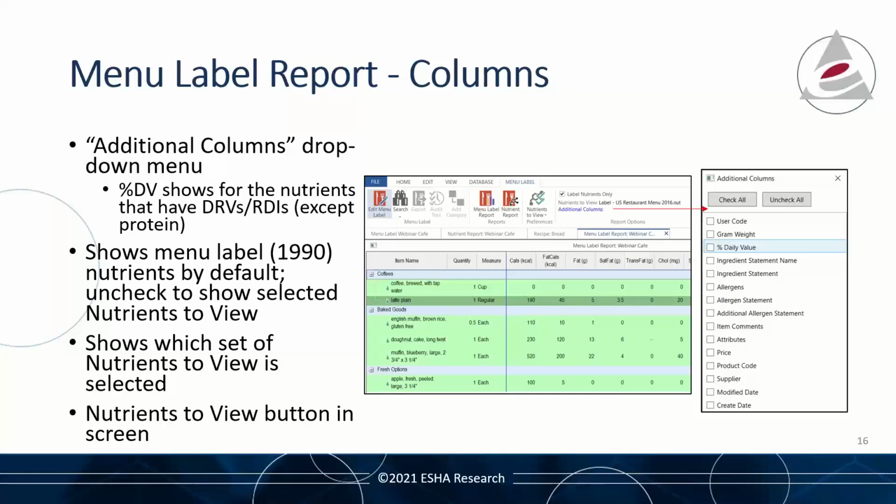So you can switch the nutrients to view at any time, and in making this easier to work within the menu label settings, we've included the nutrients to view button right here on the screen. So you can just click on the nutrients to view button and then select a different set of nutrients. For instance, the U.S. Restaurant Manual 2016, as you can see that I have indicated here in this example.